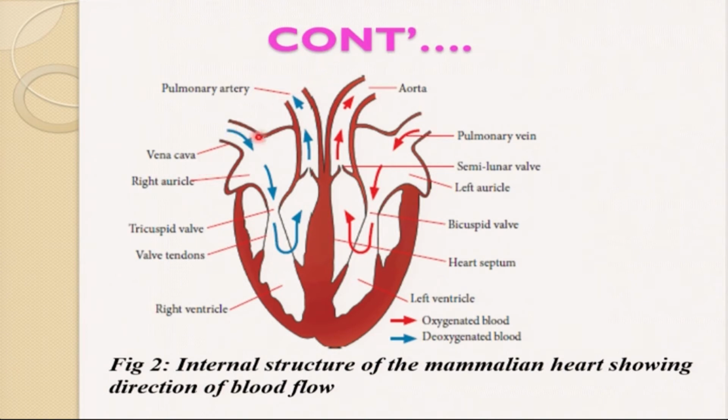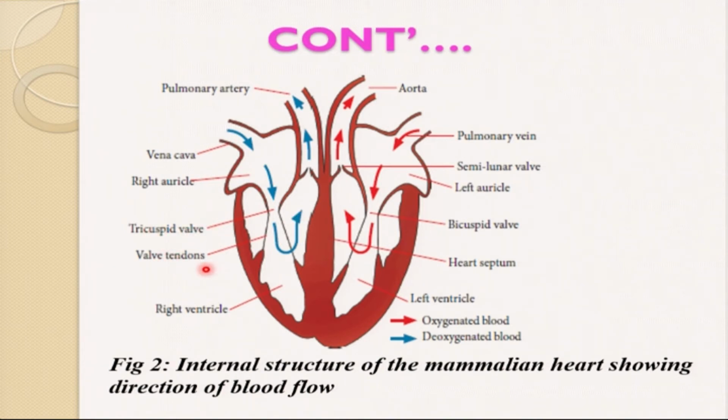So let's have that red chamber. We have the pulmonary artery, which carries blood away from the heart. We have the vena cava, which brings blood to the heart. We have the right auricle, which is also called the right atrium. We have the tricuspid valve, which prevents the backflow of blood to the vena cava, to the right auricle. It means the blood must flow in a single direction, not a double direction. Once the blood flows from the vena cava to the right atrium, the blood cannot go back. We have the tricuspid valve.